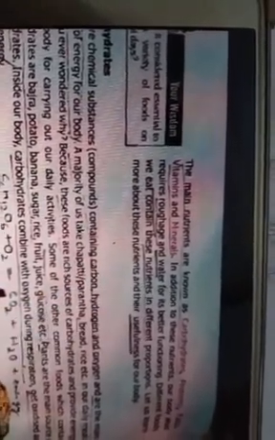Now we have to know in which type of food, which type of nutrients are present and how they help us and why they are required for our body. Now we have to know this.